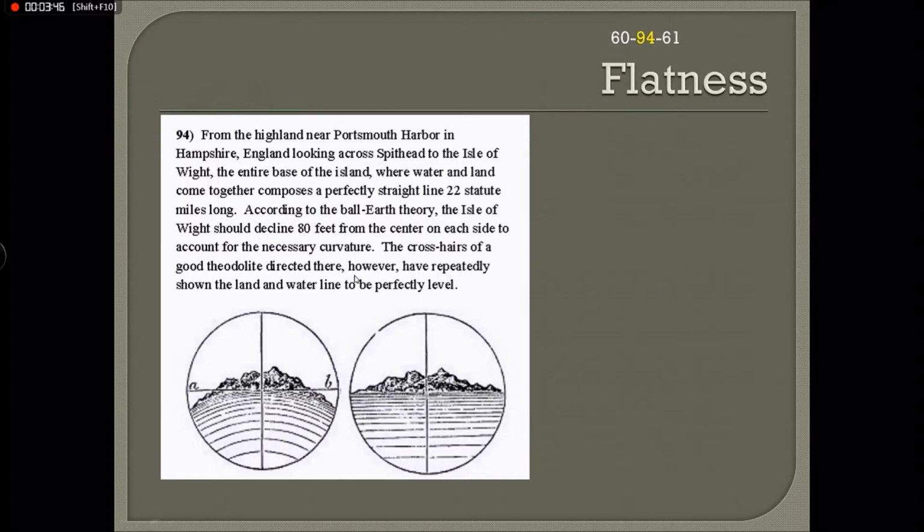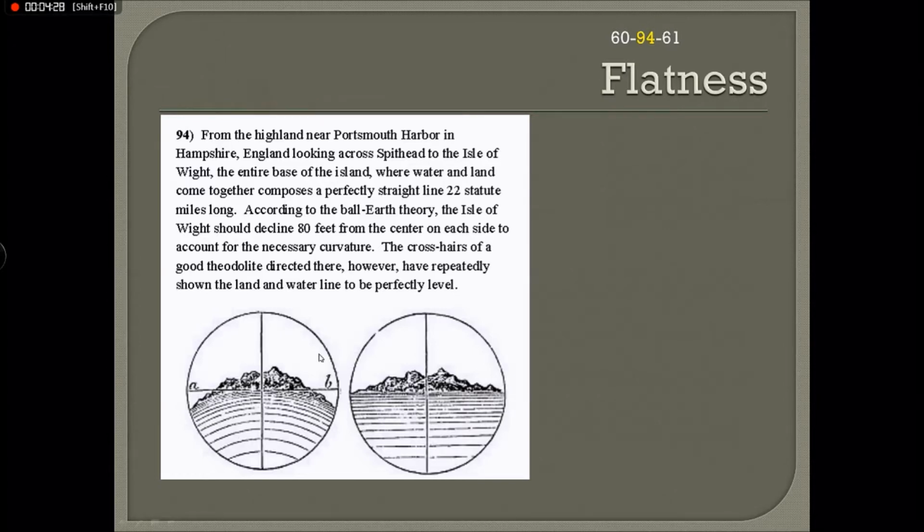If you understand this, then here's proof 94, and I'm jumping now ahead to the end almost, but it's where he then states that from Highland near Portsmouth Harbour in the UK, he's looking to the Isle of Wight, and then he says the entire base of the island, where water and land come together, composes a perfectly straight line 22 miles long. And then they give you the impression that looking through a theodolite, as he says here, you should see this.